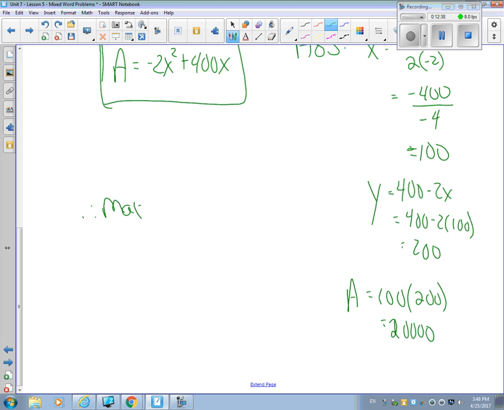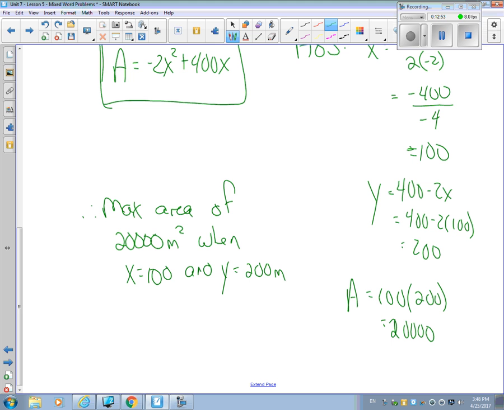The max area of 20,000, and it was in meters. When did we get that? We got that when x was 100 and y was 200. That wasn't too bad. In fact, if you go back and look at it, that question is just like the first one. There we were dealing with numbers. Here we're dealing with perimeter and area, but the same idea.